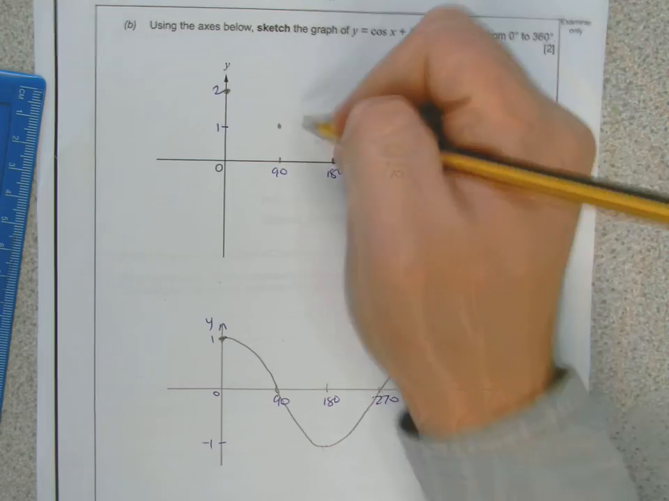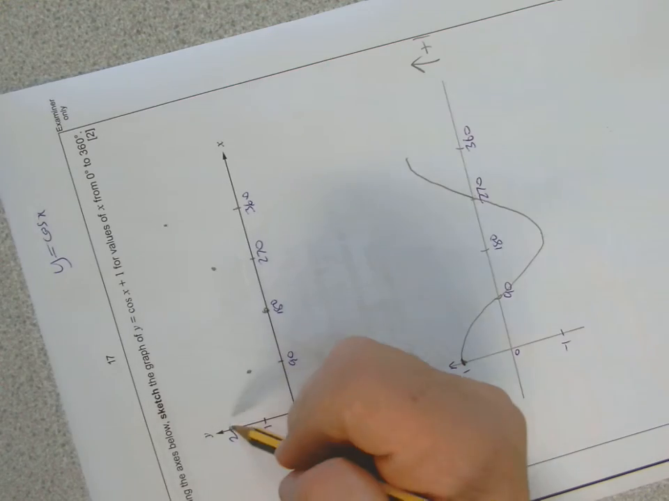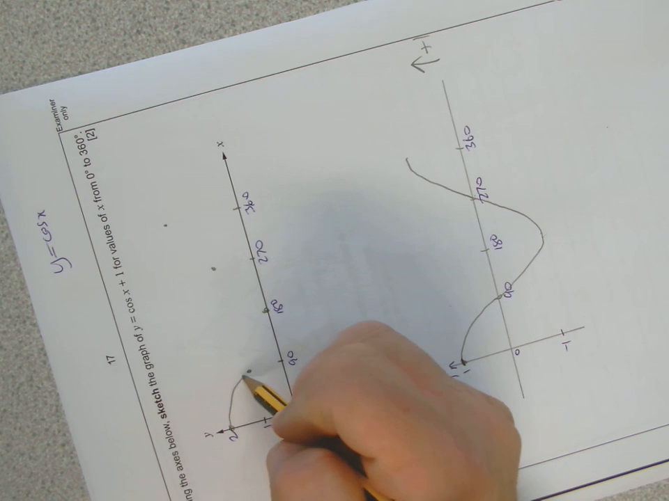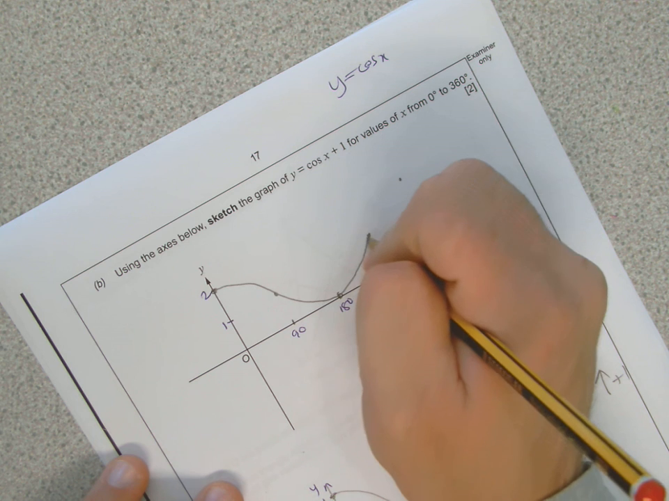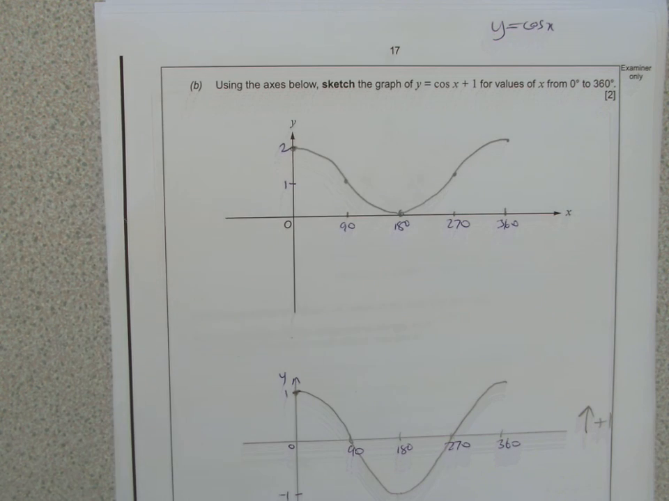Okay, so it's the graph shifted. It looks a bit like a V, so be careful, right? It has got to be like a wave. So don't draw a V. It's got to look like that, right? So it looks sort of wavy. And we're done.